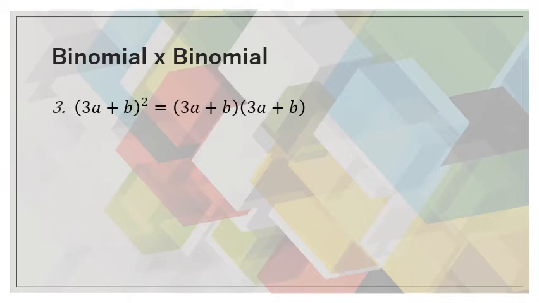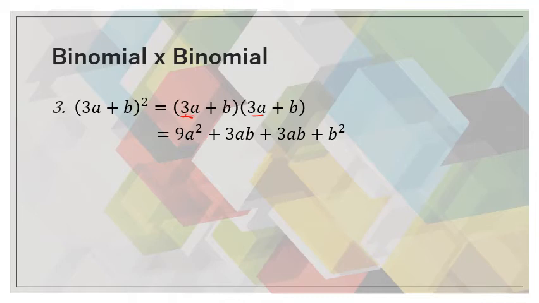Third example, we have 3a plus b, and then we square that whole binomial. Now, squaring simply means that we are multiplying that to itself. So the square of 3a plus b is just 3a plus b times 3a plus b. So we do the multiplication. Again, the first terms here are the 3a's. So 3a times 3a, we get 9a squared.